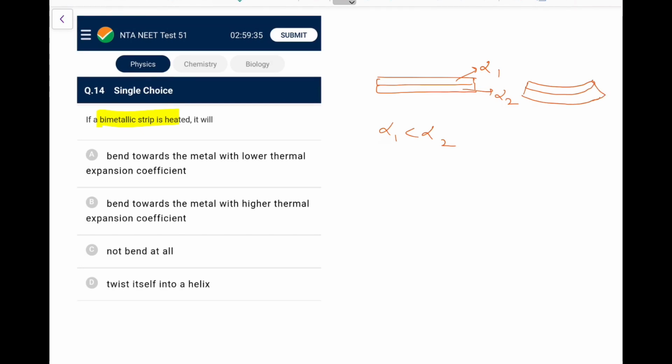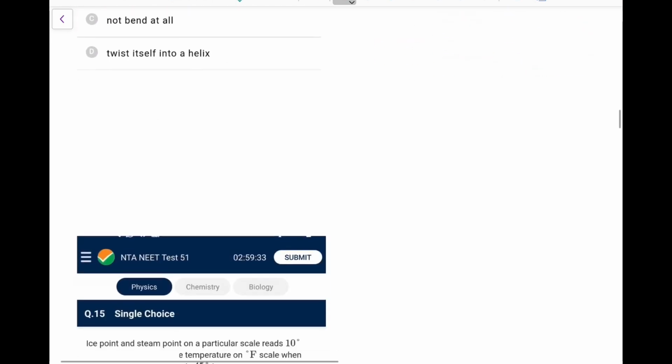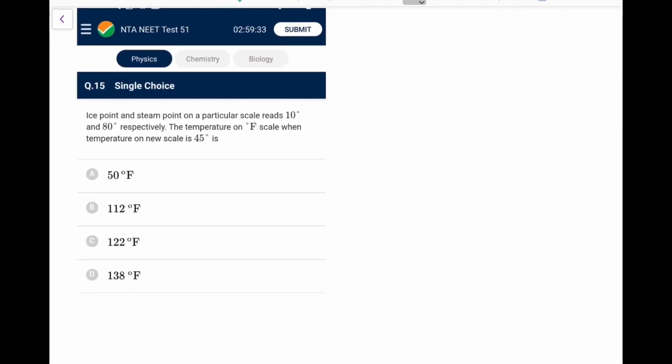So definitely it will bend. If we say it bends upwards, that means it bends towards the material which has the lower thermal expansion coefficient. It's an easy one. You must have read that.